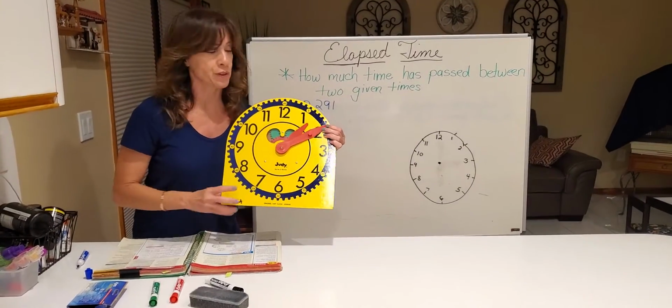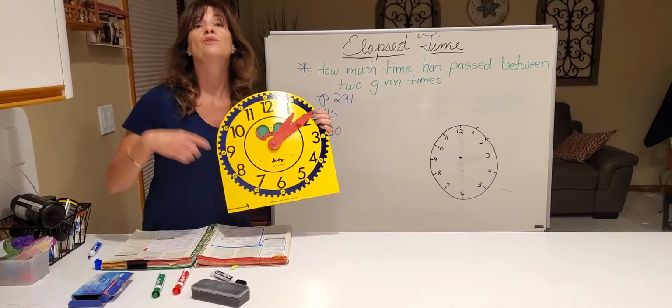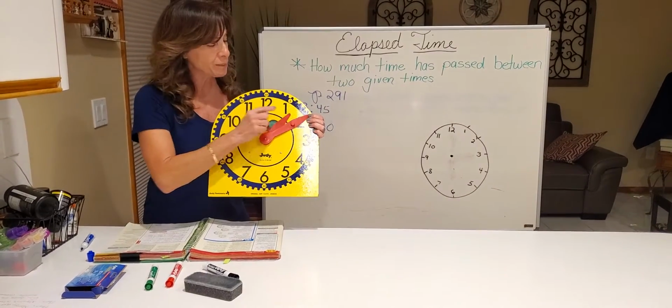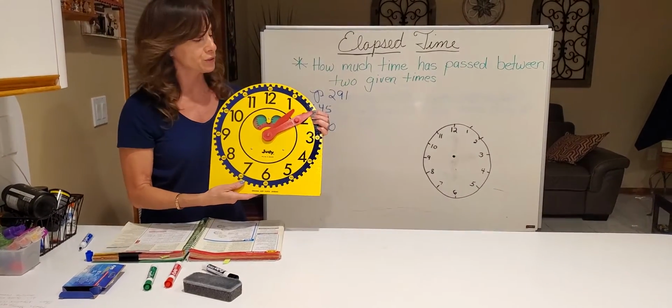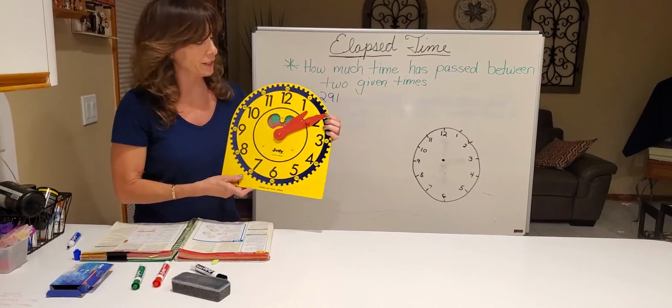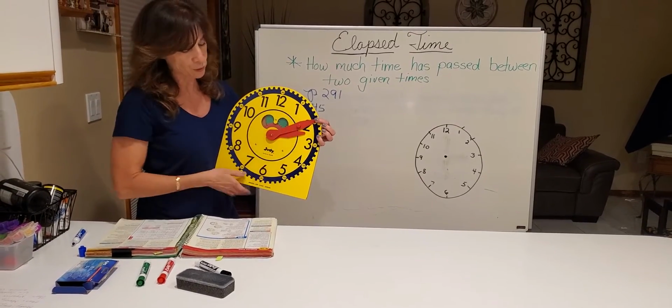Let's do the hours first. What's 1 hour after 1:10? 2:10. Very good, boys and girls. Remember, 1 hour, you keep the same minutes and you just add 1 more to the hour. So 1:10, another hour would be 2:10. So let's go to 2:10.